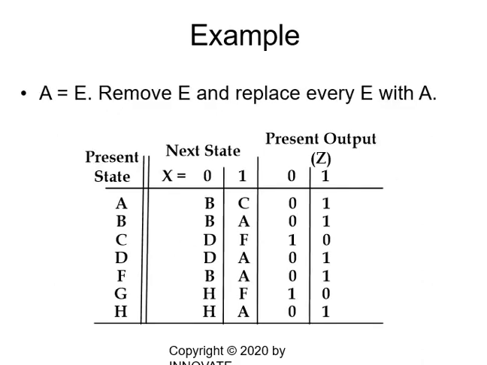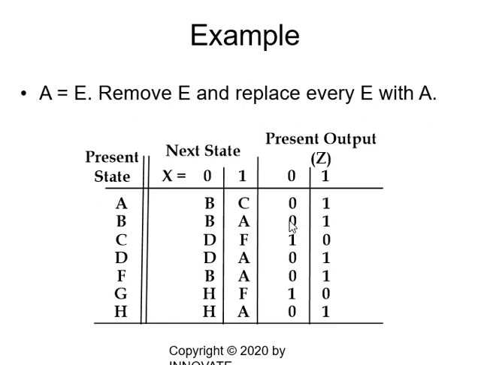And the new table, so we say A is equivalent to E. I will remove E, and I'll replace every E with A. So the new table will be without E: A, B, C, D, F, G, and H. And we have again the next states and the present output at x is 0 and x is 1. We will inspect the table further.